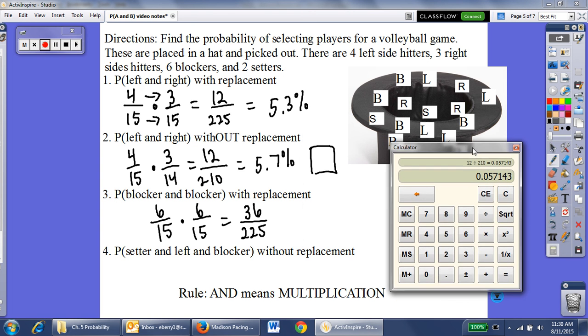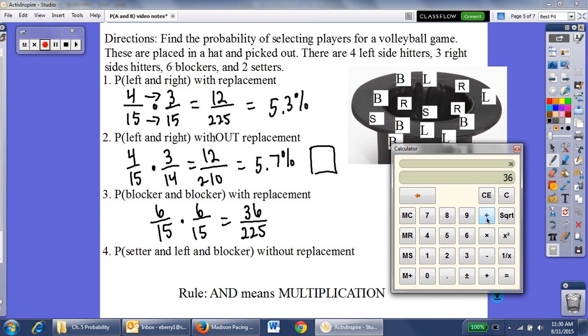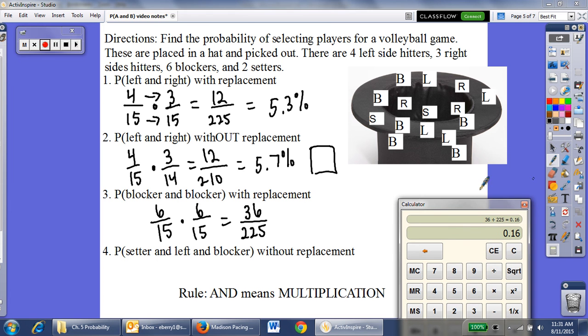Doing the math here, we have 36 divided by 225. That ends up giving us 16. So that's exactly 16% probability that we would choose a blocker and then a blocker. There's a lot of blockers in the hat here, so that seems right that that's a little higher than we've seen before.